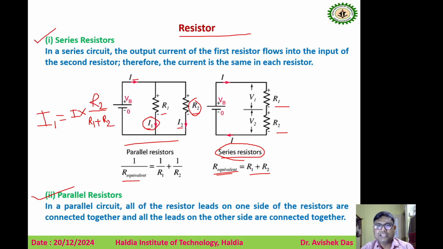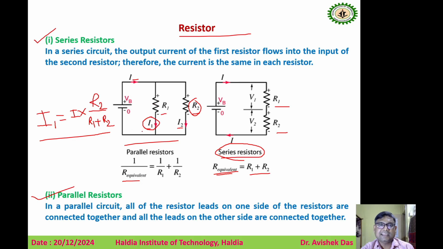Similarly, what is I2? I2 is equal to the total current I multiplied by the resistance of the other branch, which is R1, divided by the total resistance, R1 plus R2. So we can find out the values of the currents I1 and I2. This one is known as the current distribution rule.